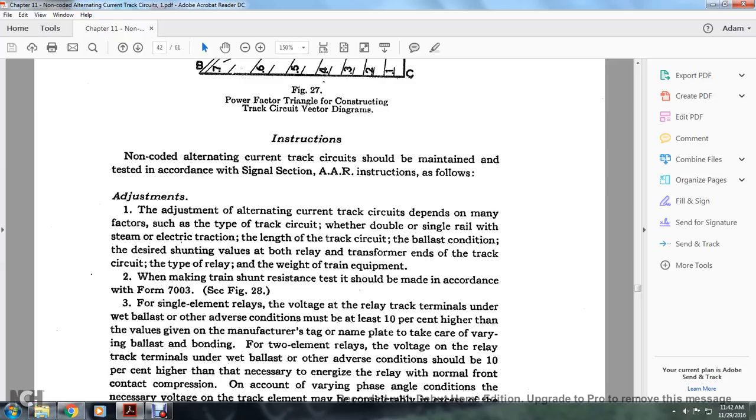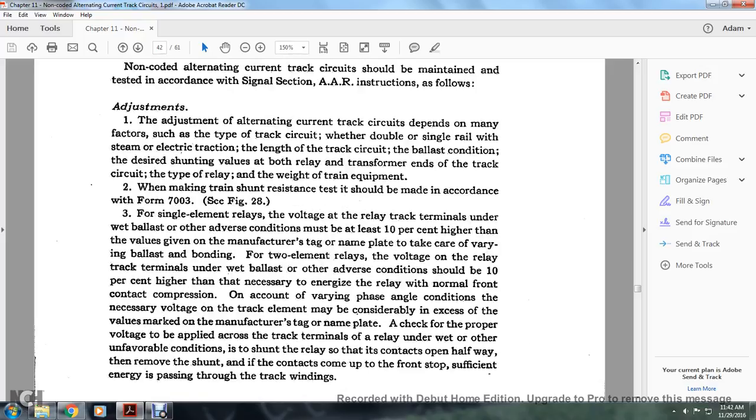2. When making the train shunt resistance test, it should be made in accordance with form 7003 in Figure 28. For the single element relay, the voltage at the relay track terminals under wet ballast and other adverse conditions must be at least 10% higher than the values given on the manufacturer's nameplate, taking care of the varying ballast and bonding.